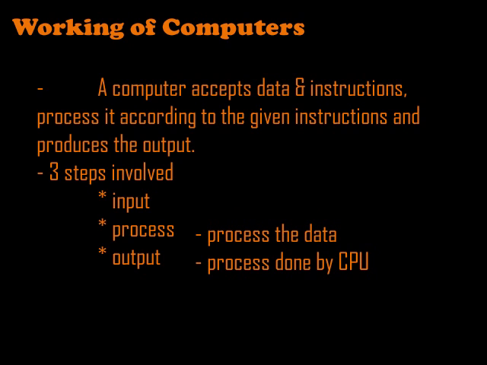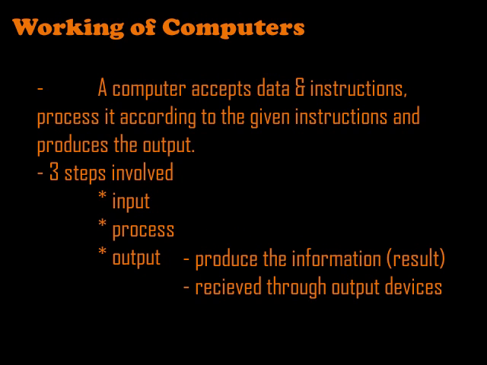Then next one is processing. The computer process the data according our instruction. Which device will do the processing? The processor will do the processing. That is the CPU, Central Processing Unit. Next one is output. Computer produce the result. Then how it will be display the result? Through the output devices such as monitor. Did you get me?